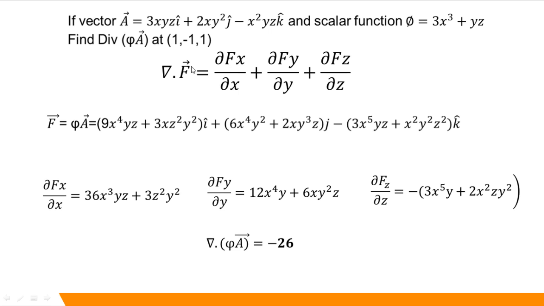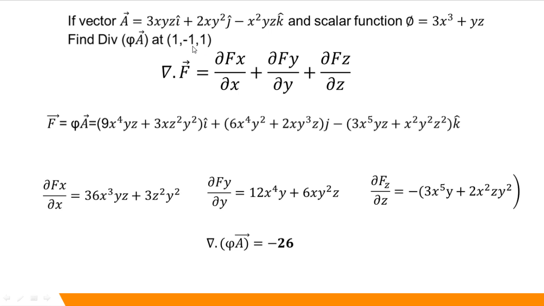Because of this f_x term, if you differentiate with respect to x, 9 fours are 36 x cube y, and here it is just x to the power 1 differentiation, so we are getting 3z square y square. Similarly, differentiation with respect to y, 6 into 2 is 12 x cube y, and here it is 3 into 2x, 6x y square z. And here differentiation with respect to z, z to the power 1, so therefore 3x to the power 5 y, and in the second, z square is there, 2x square y square z.